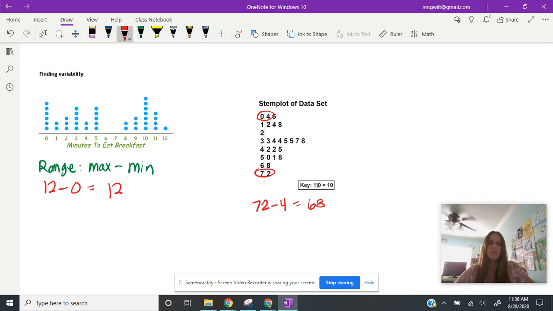Okay, so that's what I wanted to go over to fill in some gaps from the lesson describing and comparing data with dot plots and stem plots.